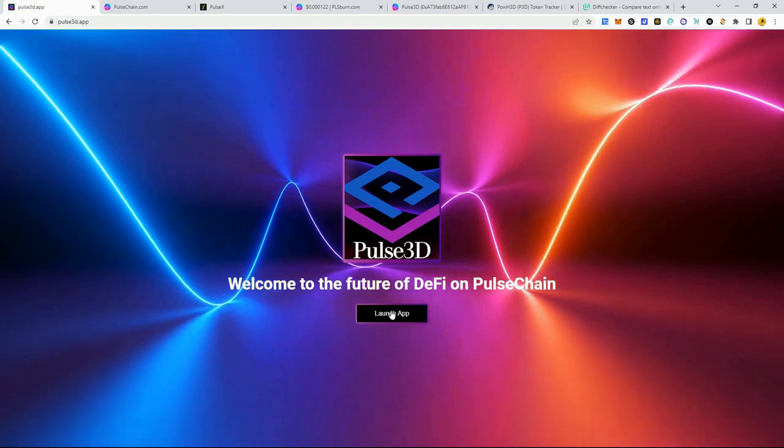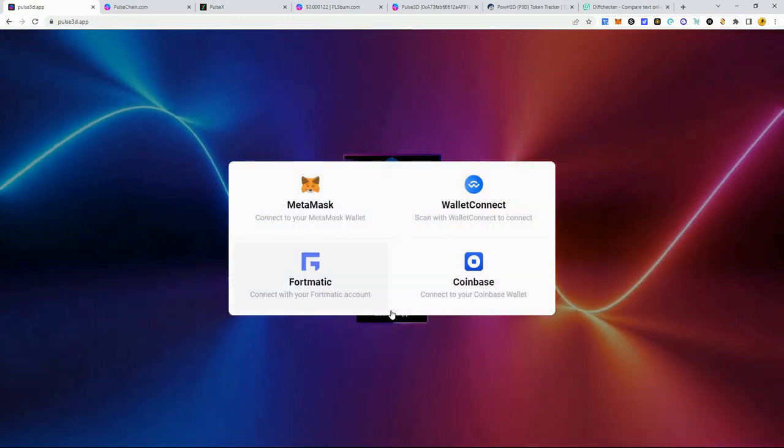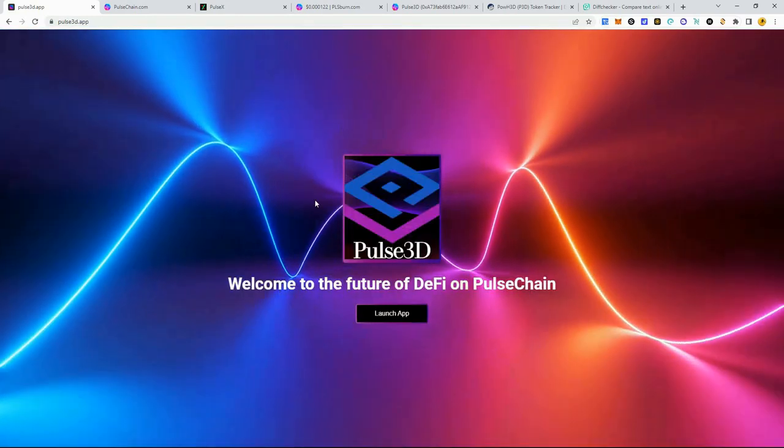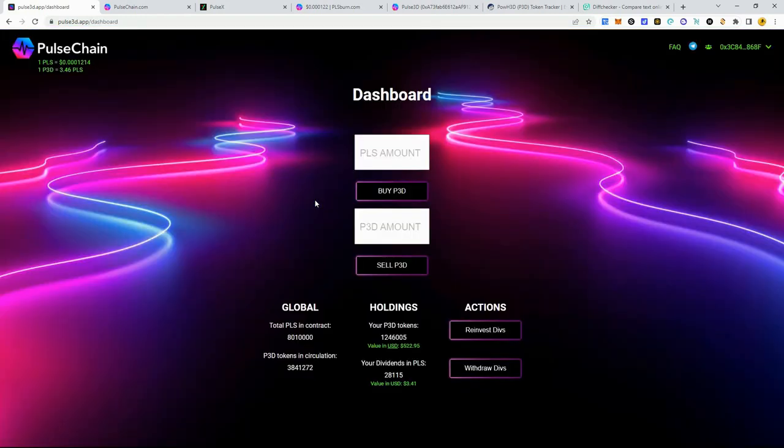So what is Pulse3D? Well, let's go into the app and check it out. This is the first of its kind hourglass smart contract that allows you to earn three dimensions, hence the name 3D, because you earn on buys and sells and your masternode link or referrals. So three different ways to earn on here. You earn dividends in Pulse. Your token value is held in Pulse right here.